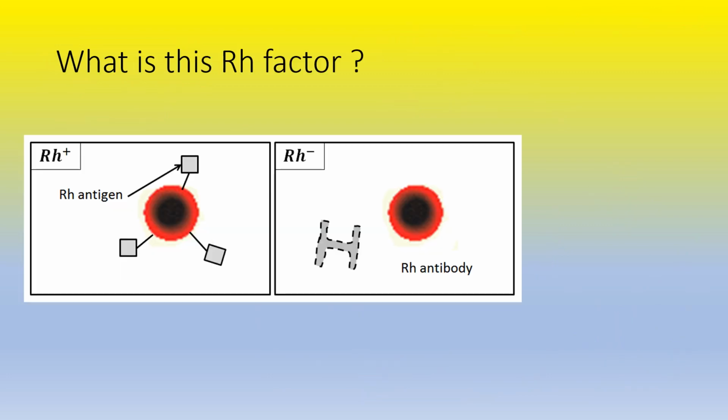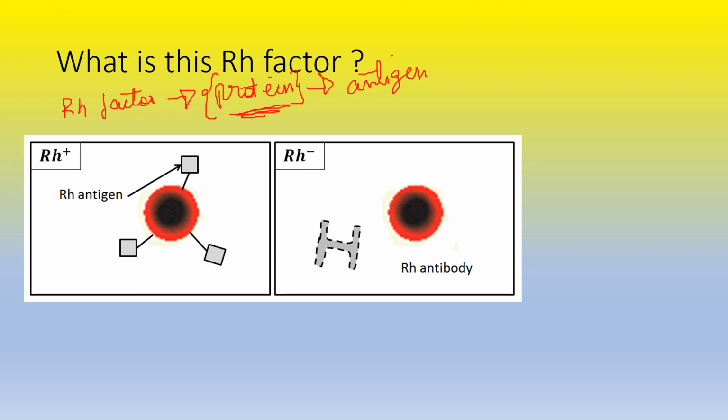But what is this Rh factor that we keep calling again and again? This Rh factor is nothing but a kind of protein. Protein means an antigen. It is a kind of antigen present on RBCs, and the composition of this antigen is a protein. Like we have proteins, carbohydrates, amino acids, all these different biomolecules. This Rh factor is a kind of antigen, a protein, present on the surface of the RBCs.